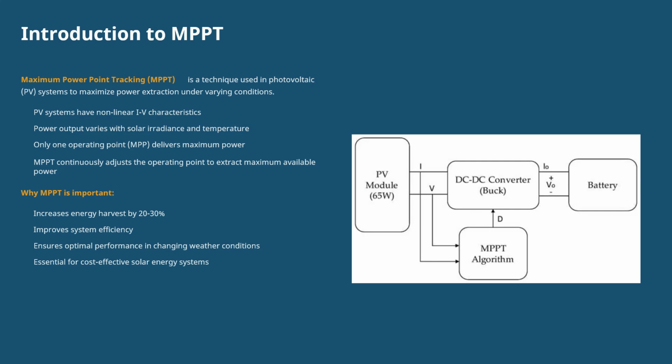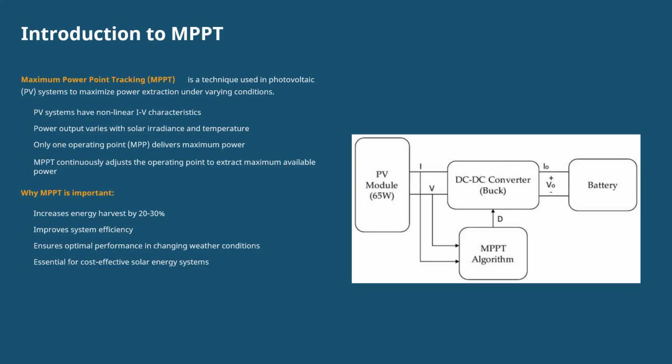Since PV panels have non-linear IV characteristics, their power output changes with radiation and temperature. This means the maximum power point, or MPPT, shifts throughout the day. The MPPT algorithm dynamically adjusts the system's operating point to track this. Without MPPT, energy harvest drops significantly.